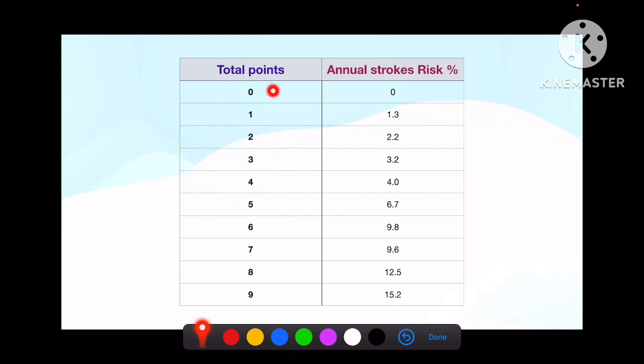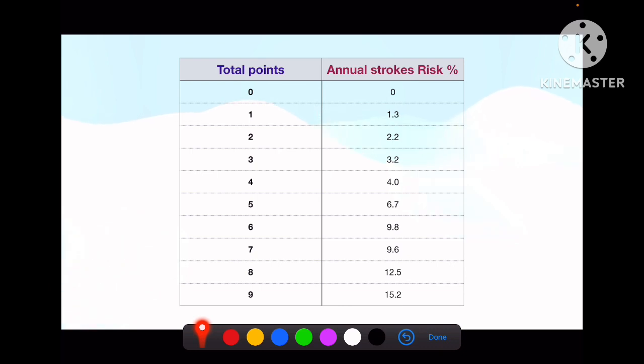Suppose your score is 0, then your annual stroke risk is 0%. Suppose your score is 3, then your annual stroke risk is 3.2%. Suppose your score is 6, then your annual stroke risk is 9.8%. If your score is 9, then there is more than 15.2% annual stroke risk. That means 15.2% is a very significant percentage.